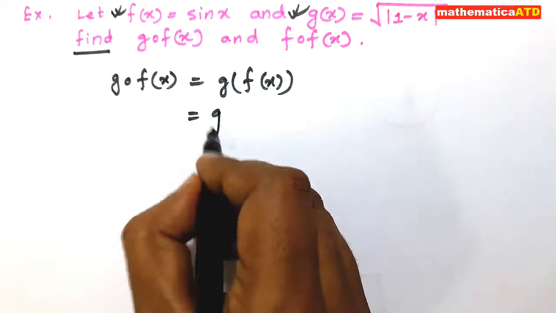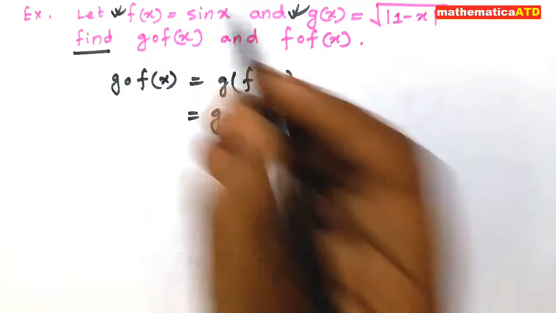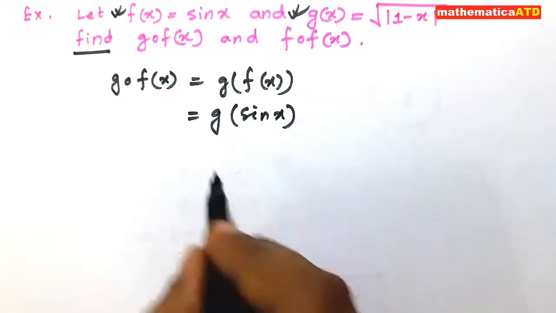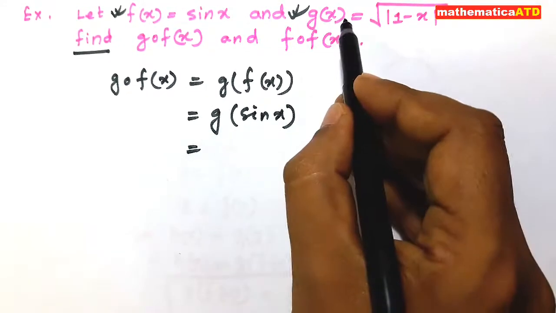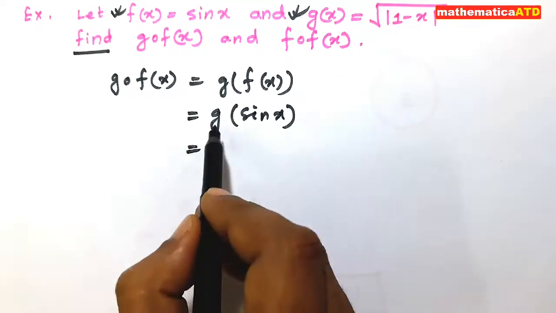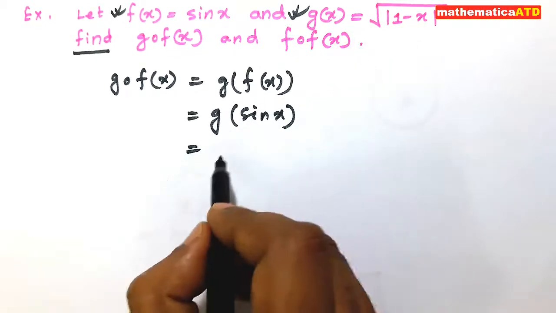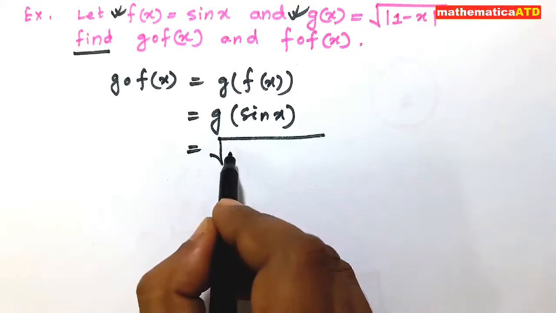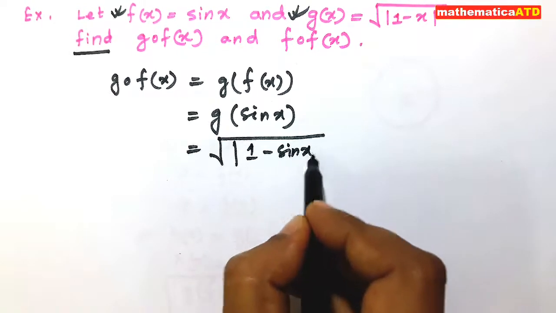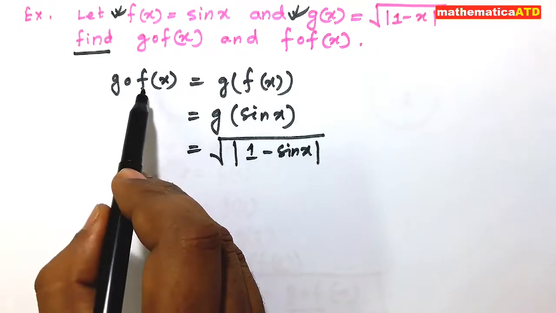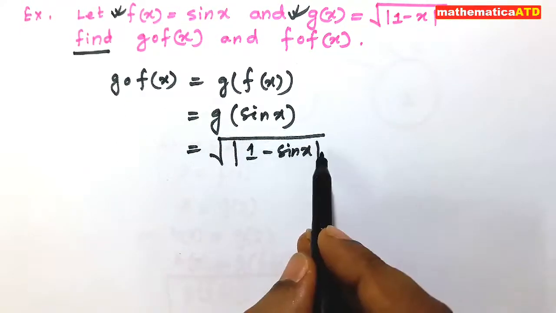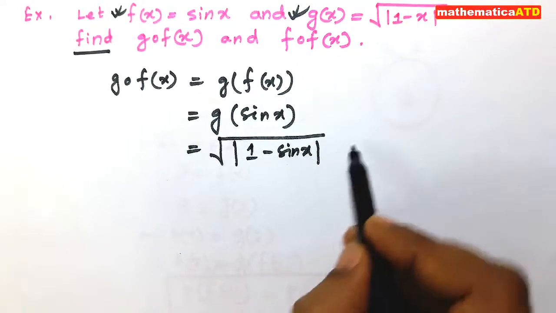Now friends, what is f of x? f of x is equal to sin x, so g of sin x. Now friends, again see, g of x is equal to square root of modulus of 1 minus x. Then what will be g of sin x? g of sin x will be square root of modulus of 1 minus sin x. Okay, so g composed f of x is equal to square root of modulus of 1 minus sin x.